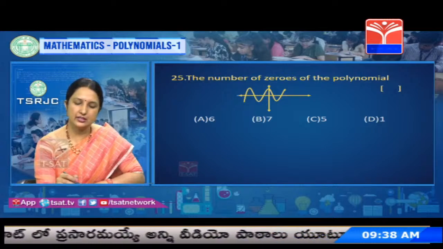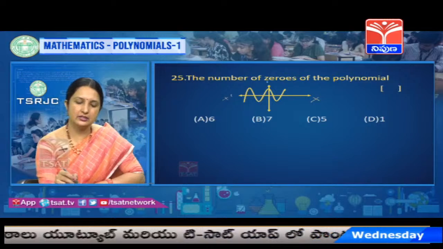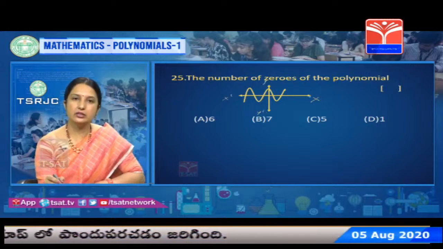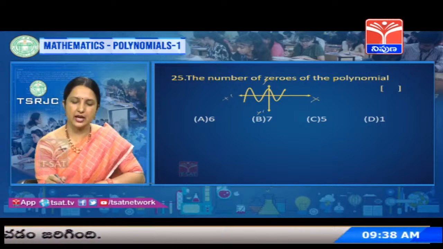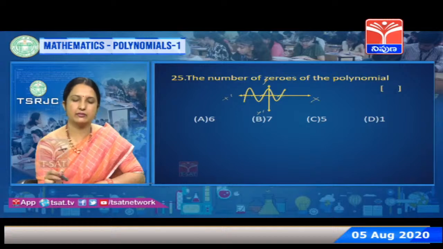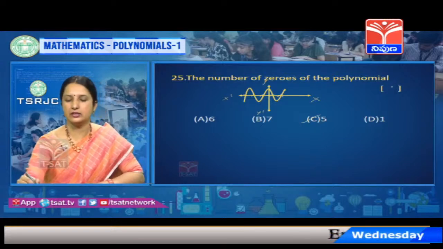So here this is the x-axis, and this is the y-axis. But we have to observe only the x-axis. On the x-axis, how many places is this curve intersecting? Here 1 place, here 2, and here 3, 4, 5. Only 5 places it is intersecting. So option C is the correct one.